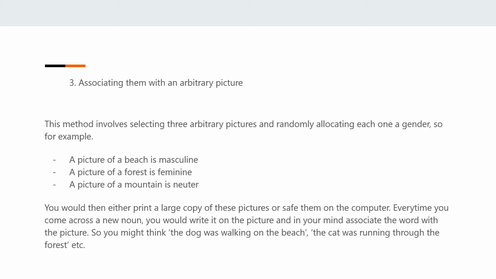And then later on you might think, oh yes, the dog was walking on the beach, the cat was walking through the forest, and then remember, okay, so the beach was masculine, so therefore it must be der Hund, whereas the forest was feminine and hence it would be die Katze.